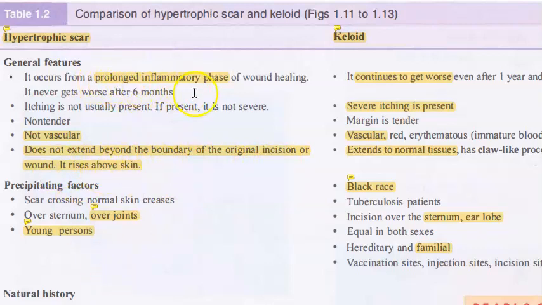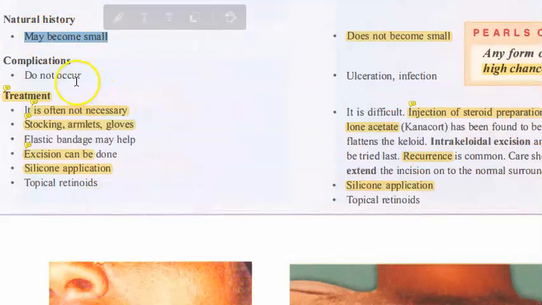So why does this happen? Prolonged inflammatory phase. So you know the phases of wound healing. In that, inflammatory phase will be prolonged, okay. Now, what else you can see? This you can see mostly over the sternum and over the joints, flexor surfaces. They are saying in children this can happen more in the hypertrophic scars. So they can also become small by themselves, okay.